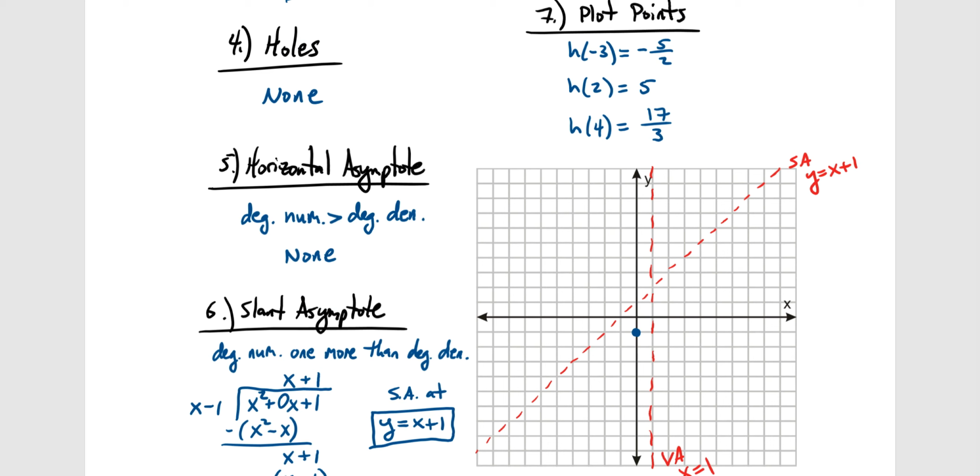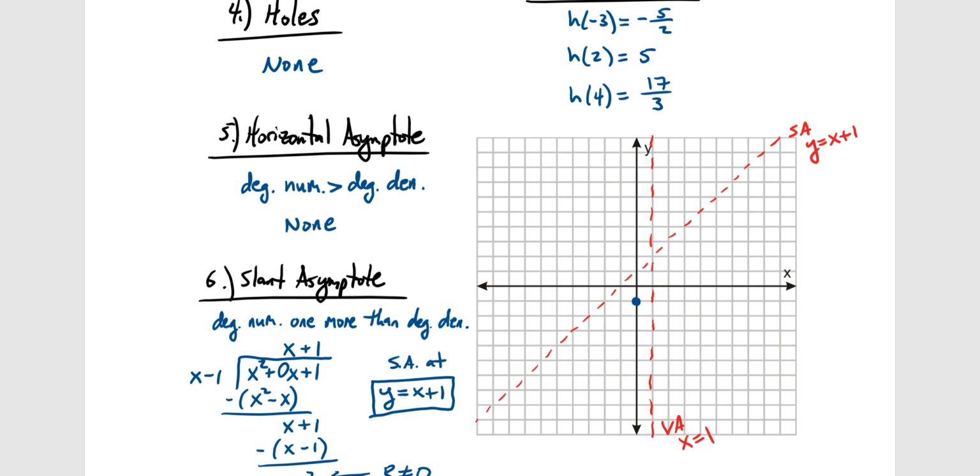So I use the x coordinates of -3, 2, and 4, and I found h of negative 3 is negative 5 over 2, h of 2 is 5, and h of 4 is 17 over 3. So let's graph them. Negative 3 comma negative 5 halves would be about right here. Negative 5 halves is negative 2.5.